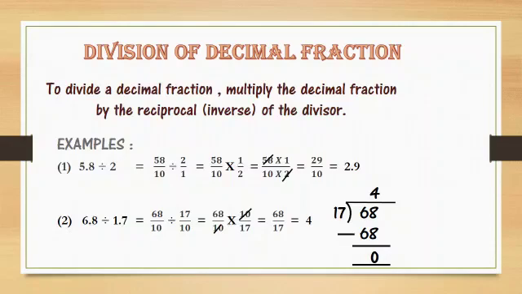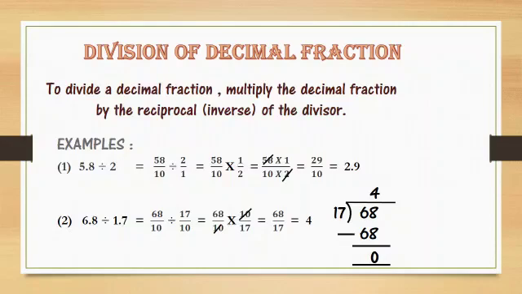Here 58 upon 10 is a decimal fraction and 2 upon 1 is a divisor. So the reciprocal of the divisor 2 upon 1 is 1 upon 2. So now we multiply 58 upon 10 by the reciprocal 1 upon 2. We get 29 upon 10, which is equals to 2.9. Now let's see the second example.